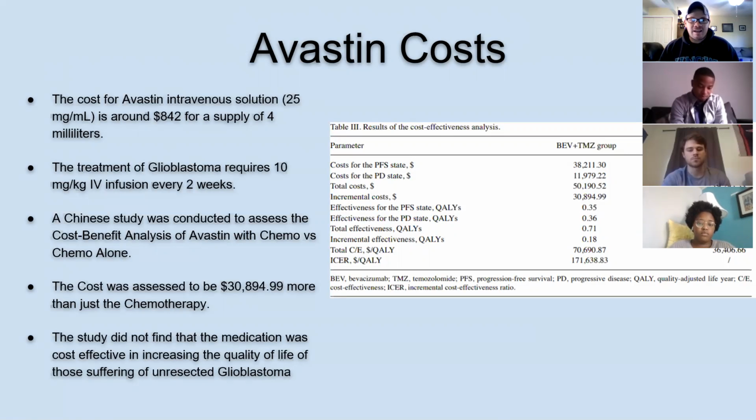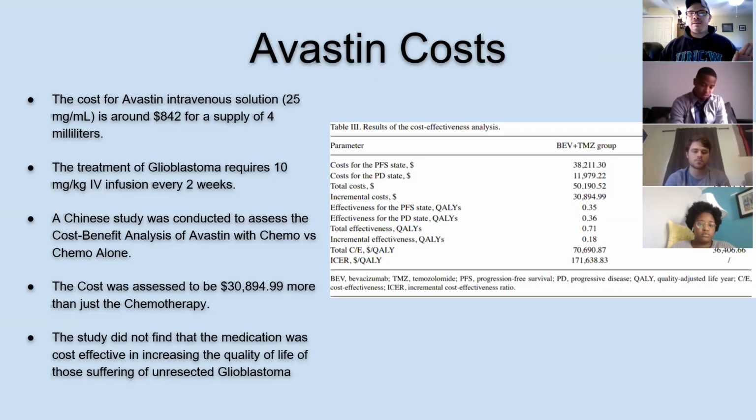It's a lot. So to figure out how much it was actually going to cost, there were studies done in Canada and in China, both of which have socialized medicine, trying to figure out if it is actually worth it to their patients and to their taxpayers, based off of the studies that have been done. The one I'm going to talk about mostly is the Chinese one, because they break it down a little bit better. It was looking at the cost-benefit analysis of Avastin with chemo versus the chemo alone.